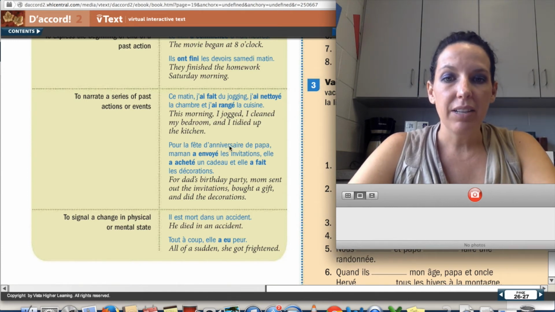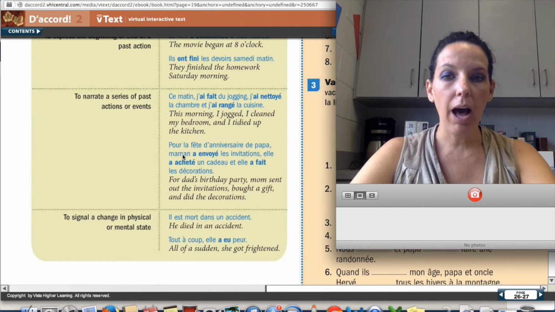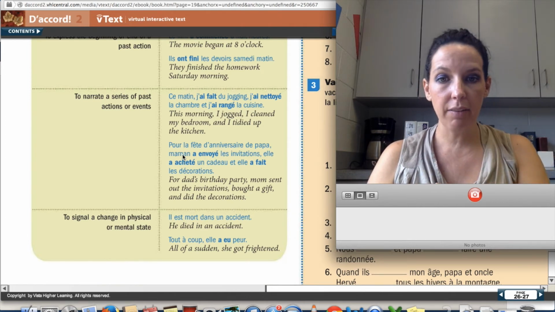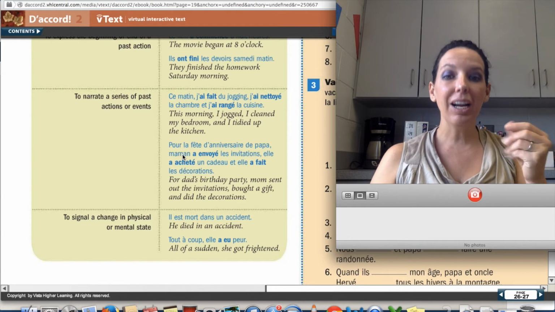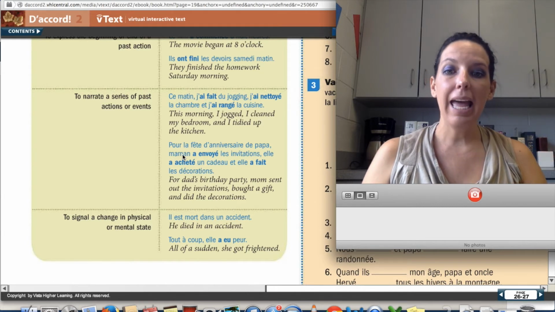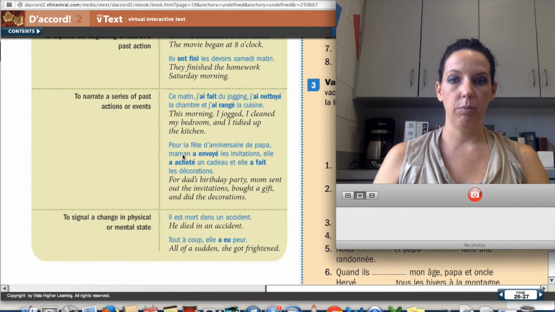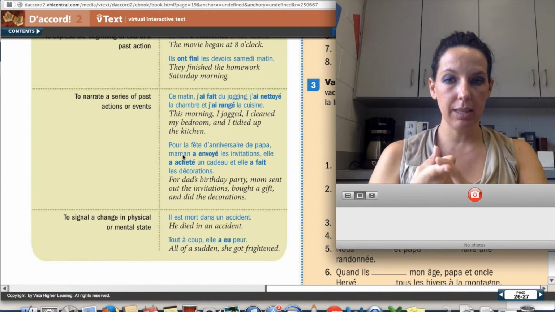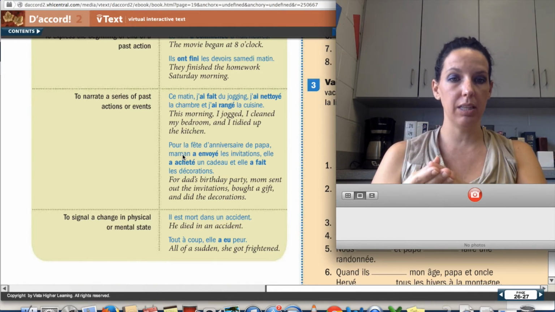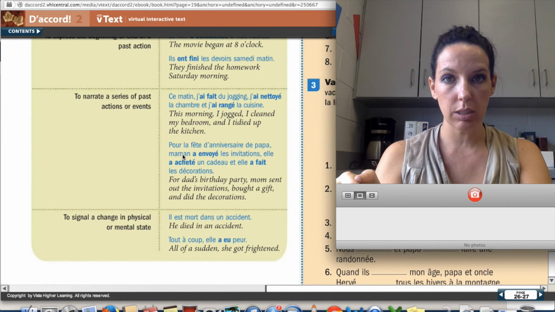Pour la fête d'anniversaire de papa, maman a envoyé des invitations. Elle a acheté un cadeau et elle a fait les décorations. So for Dad's birthday, Mom sent the invitations, bought a gift, and did the decorations. That's what she did. It's finished.